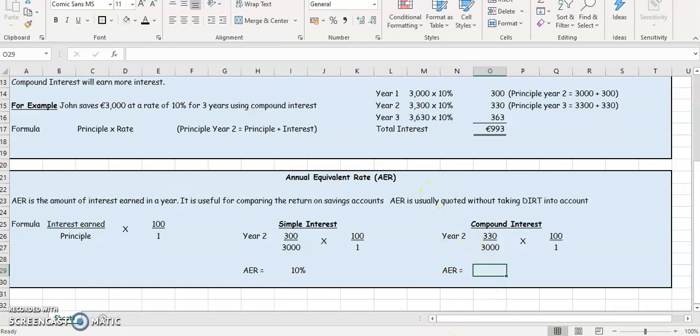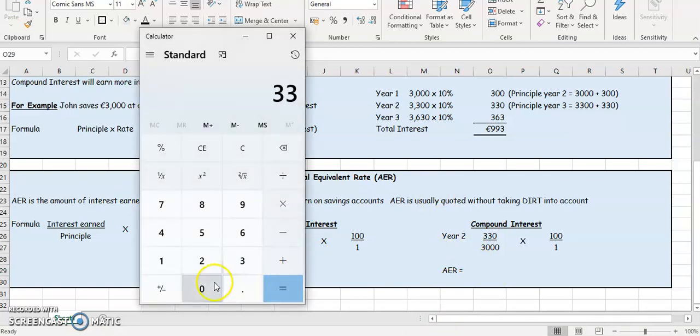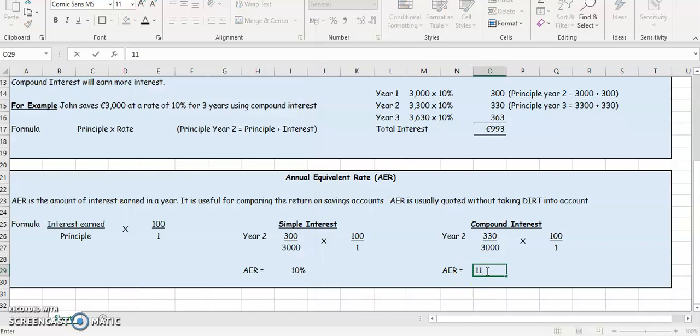So in your calculator, you're going to put 330 divided by 3,000, multiplied by 100, and that's going to give you a percentage. So it's 11. So it's going to be 11%.